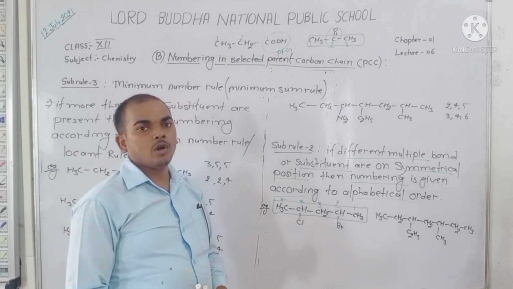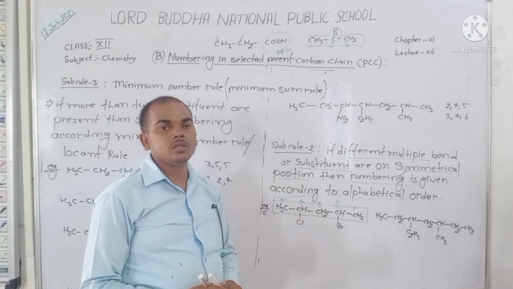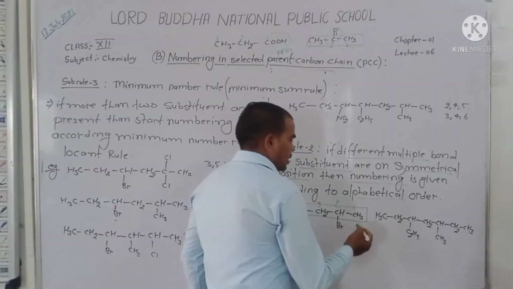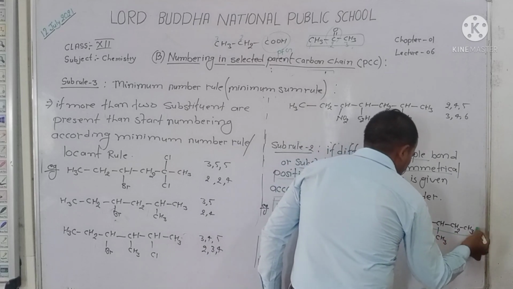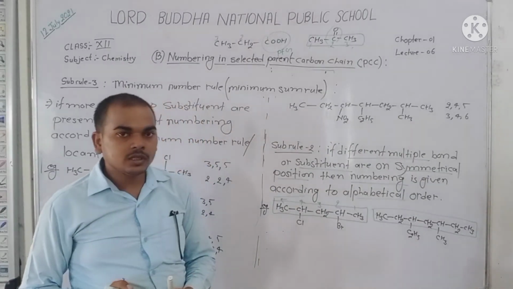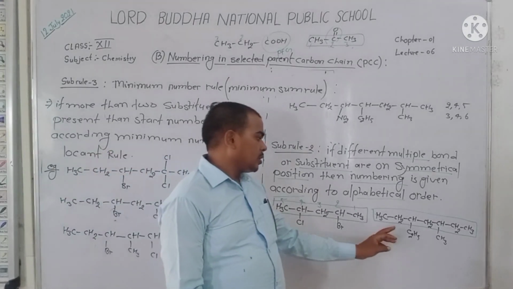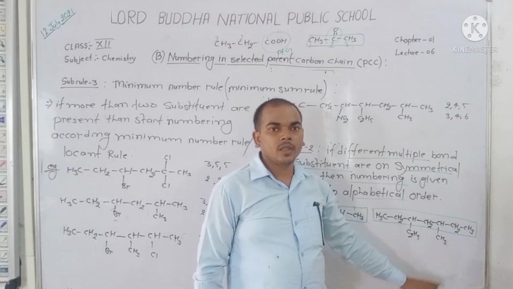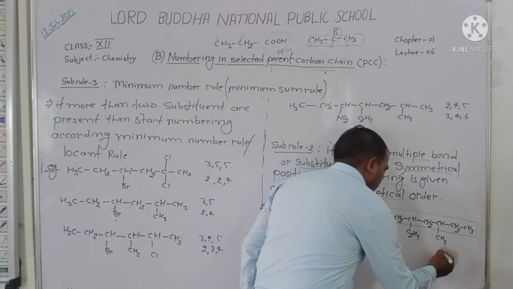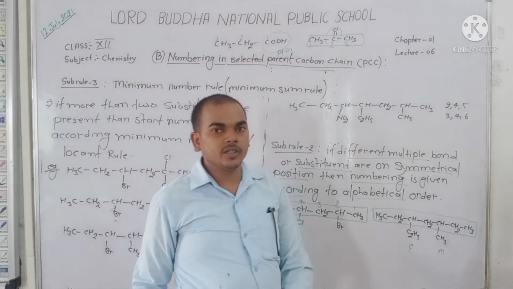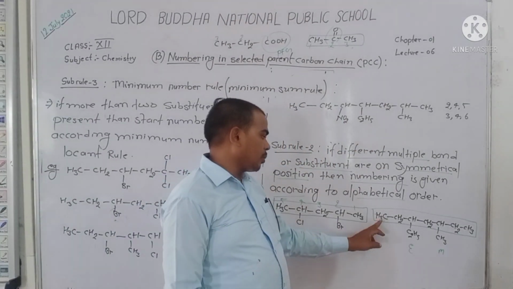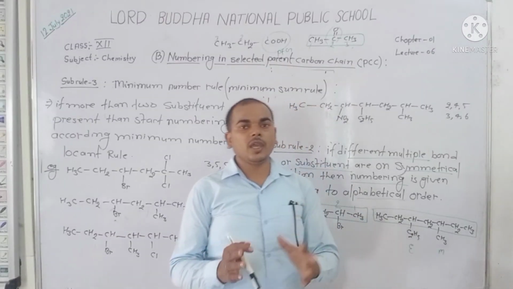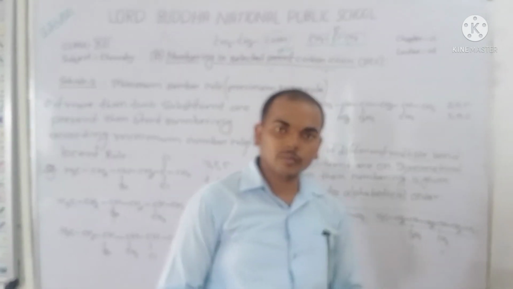If two or more substituents get the same position, that means symmetrical position. Next, here it is a PCC. Here is an ethyl group, ethyl substituent. Here is a methyl substituent. Methyl starts from M, ethyl starts from E. Dear student, the position of ethyl from here is 1, 2, 3 and the position of methyl from here is 1, 2, 3. Both get symmetrical position.